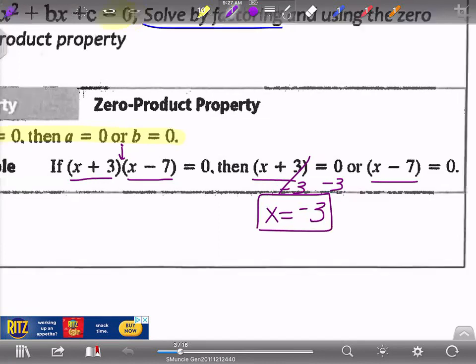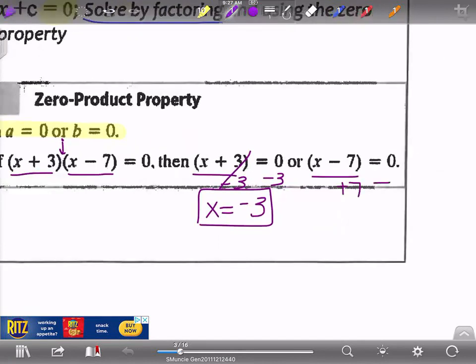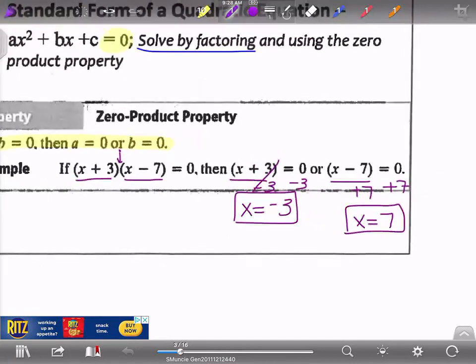Then we have to figure out what makes the second set of parentheses equal to 0. Well, if x minus 7 has to equal 0, I'm going to add 7 to both sides, and x equals 7. So both of these are solutions because both of them make this original equation over here on the left-hand side true. So either one of these x values, if I plug them in, is going to make the original equation equal to 0. Because the first answer gets the first set of parentheses to be 0. The second answer gets the second set of parentheses to equal 0. So today we're going to be factoring and then setting our factors equal to 0.